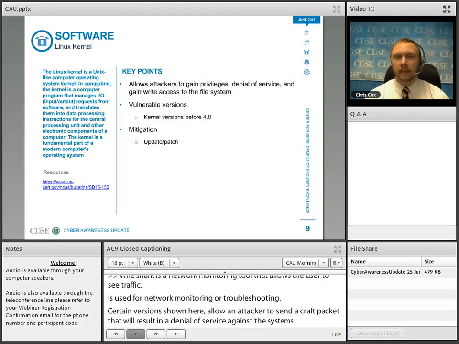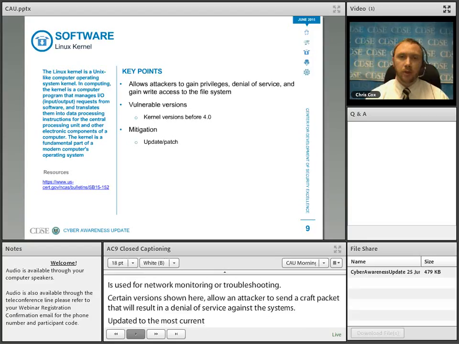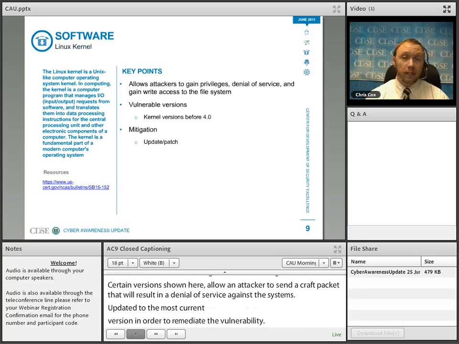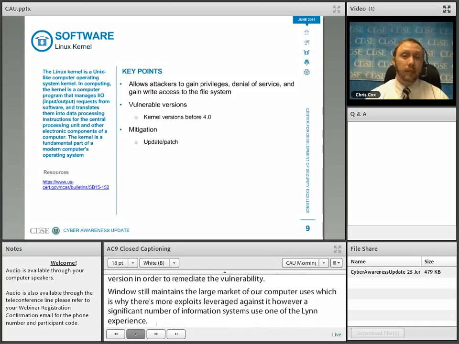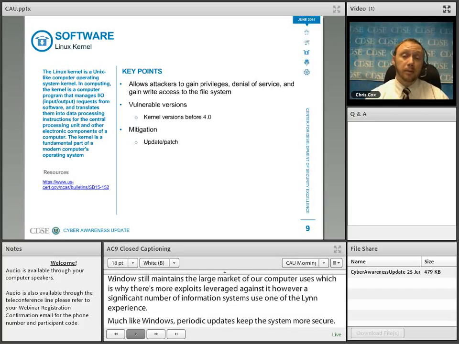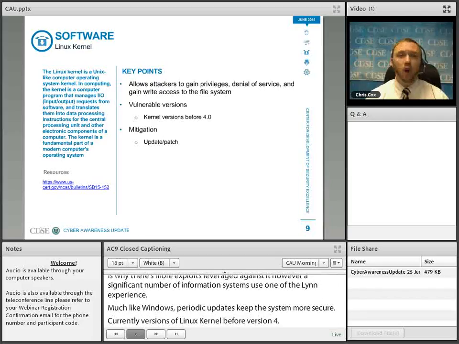Windows still maintains the largest market share among computer users, which is why there's more exploits leveraged against it. However, a significant number of information systems use one of the Linux variants. And much like Windows, periodic updates keep the system a little more secure. Currently, versions of the Linux kernel before version 4.0 have vulnerabilities that may allow an attacker to gain privileges, perform a denial of service attack, or gain write access to the file system. An update is required to close those vulnerabilities.